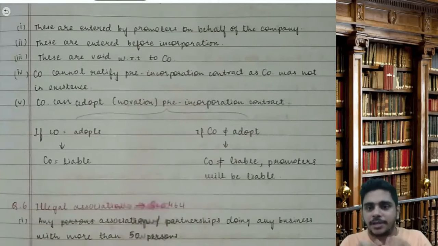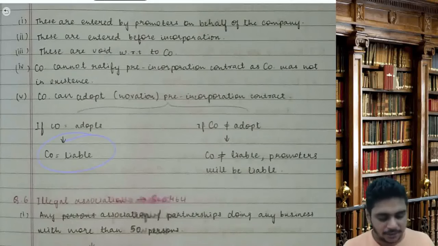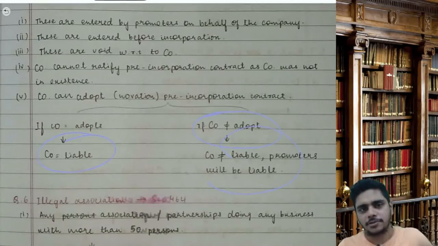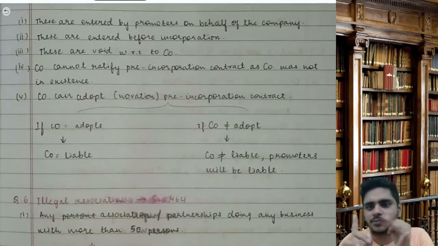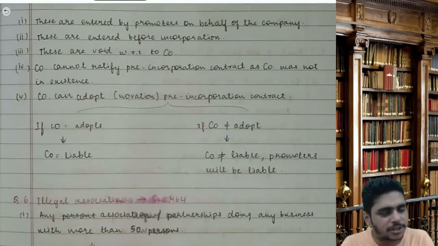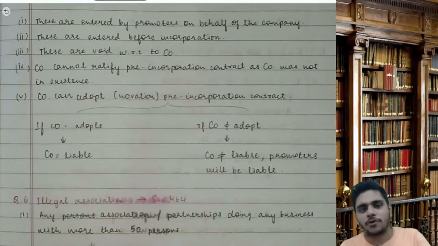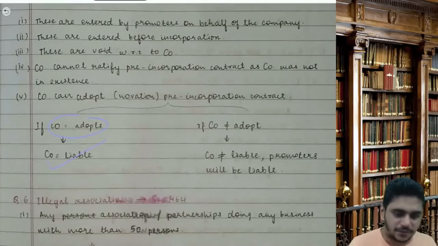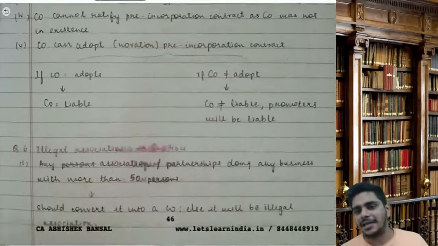However, the company can adopt, that is, the company can go for novation. If the company adopts, the company is liable. If the company does not adopt, then the promoters would be personally liable and the company is not liable. It is entered into by the promoters, it is void with respect to the company, it is entered before incorporation, and the company cannot ratify. However, the company can go for novation.